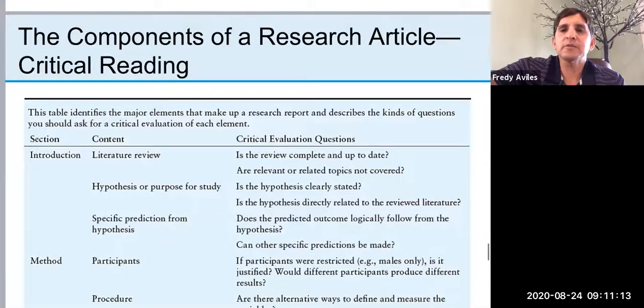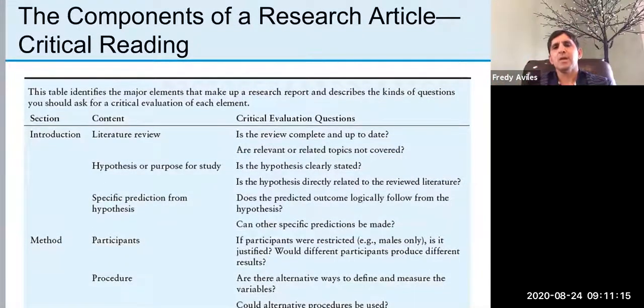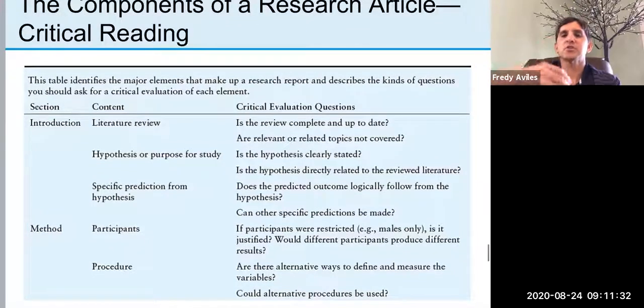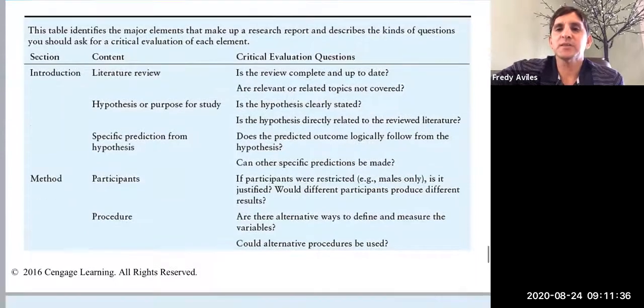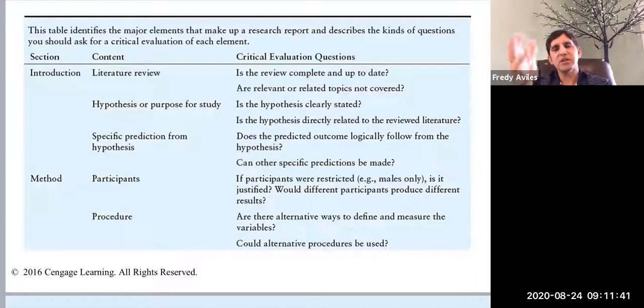Here are the components of a research article, just where you'll find information. There's the introduction, okay, where there's a literature review that is done where they summarize other people's work. Hypotheses are mentioned. Specific predictions are derived from those hypotheses. That's all done in the introduction. The method section describes participants and the procedure. We'll look at the method section later in the semester, and actually even the introduction. Right now, we're just talking about ideas, okay?